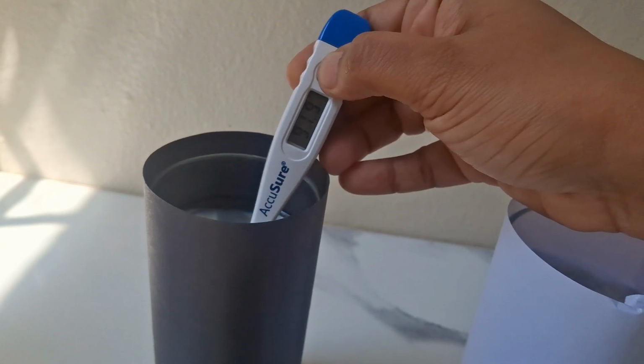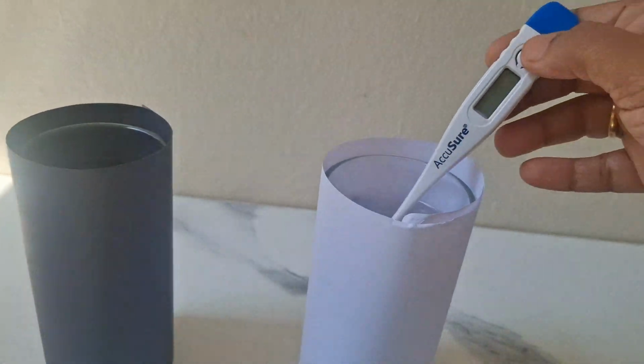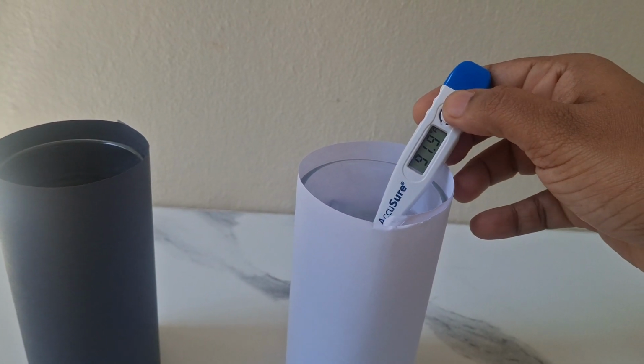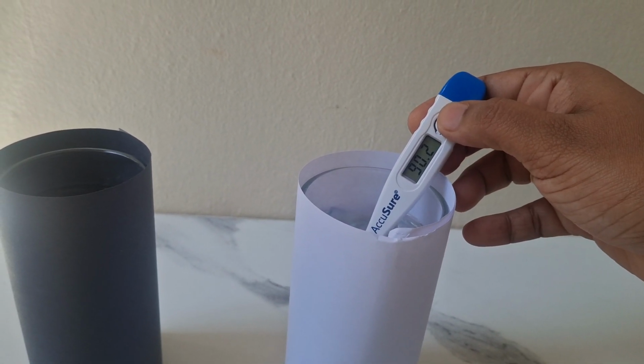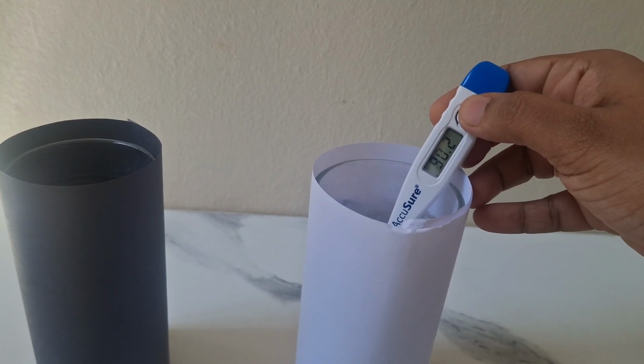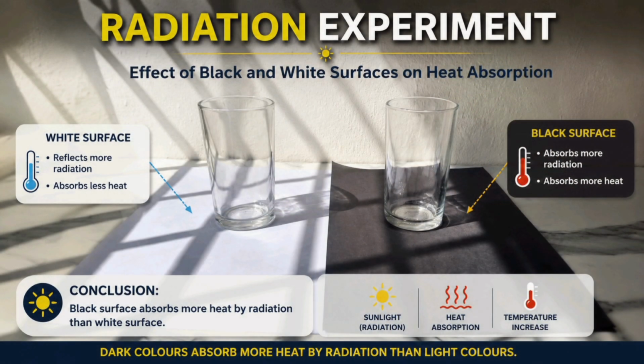What does the result mean? The black surface absorbs more radiant heat energy than the white surface. Radiation occurs through electromagnetic waves, mainly infrared radiation. Dark colored objects absorb most of the incoming radiation and convert it into heat. Light colored objects reflect most of the radiation. This explains why black clothing feels hotter in sunlight.